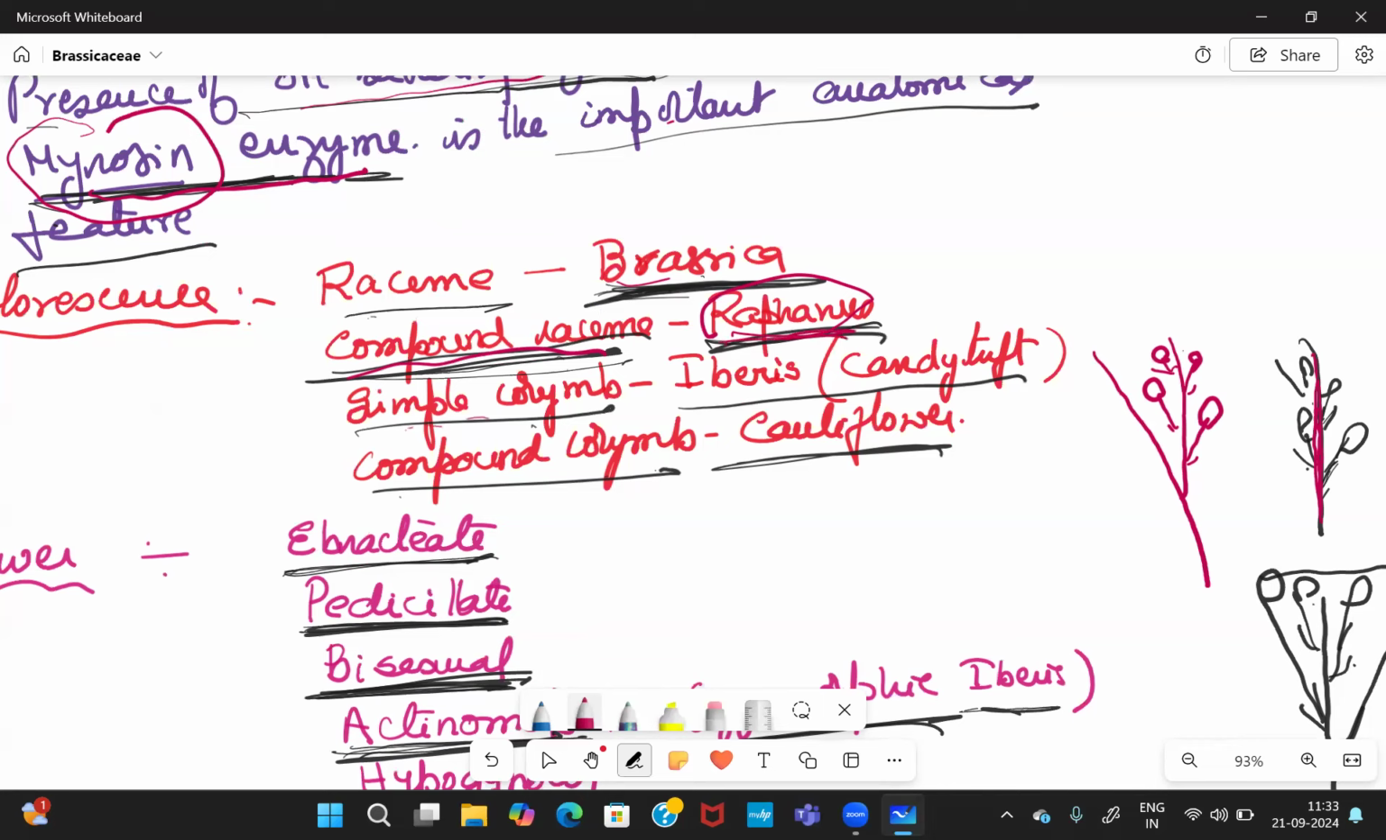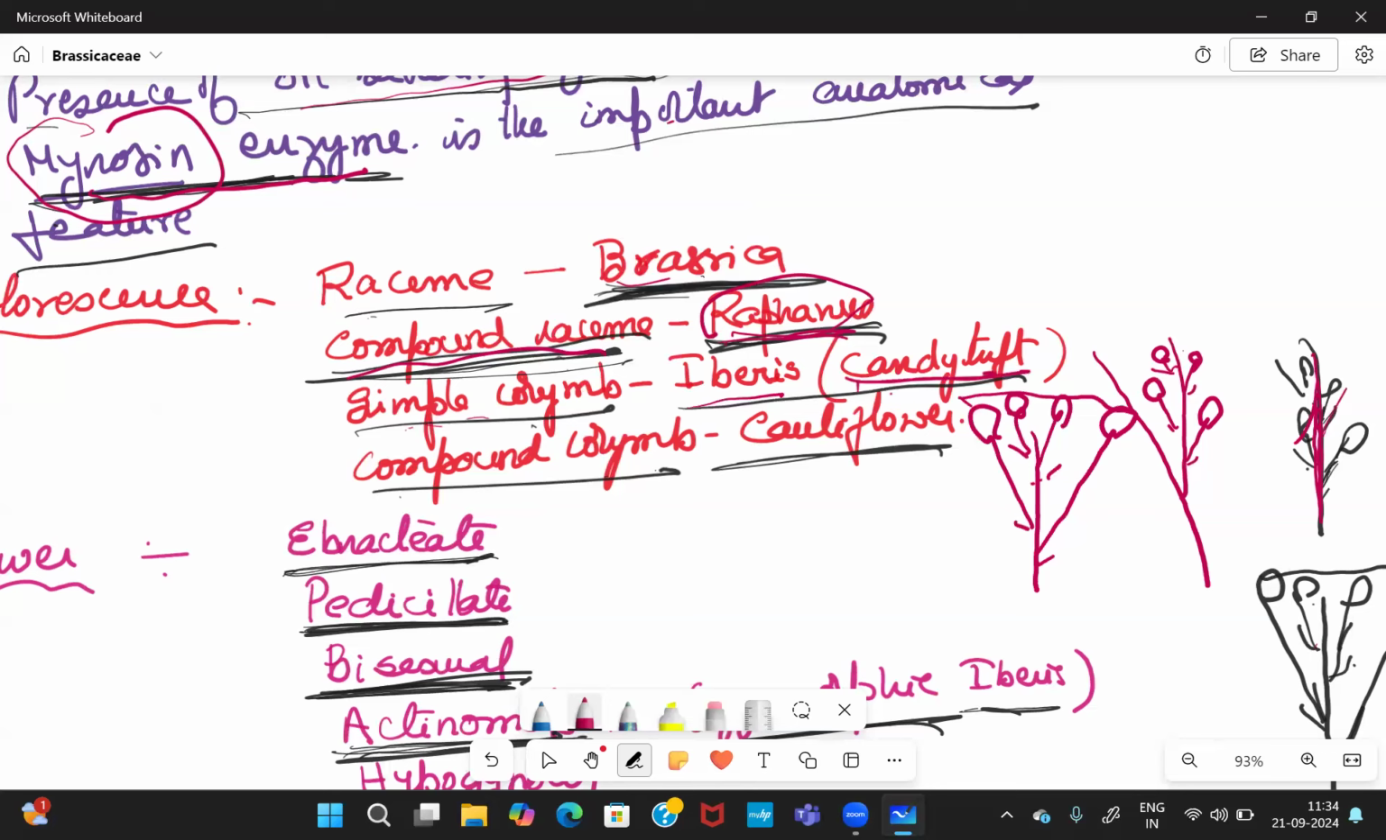Then simple corymb. What is the difference between a simple raceme and a simple corymb? In a simple corymb also the peduncle is long and elongated, bracteate, with older flowers at the base and younger at the top, acropetal. But older flowers have longer pedicels and younger flowers have shorter pedicels, so that all the flowers come to the same height. This is a simple corymb, in the case of Iberis, common name candytuft.